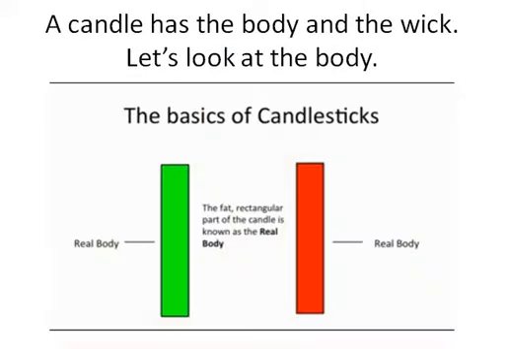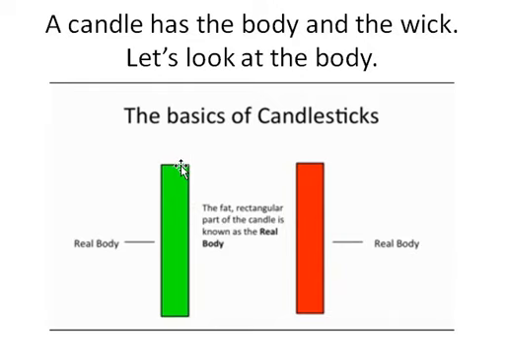Now let us proceed. A candlestick has the body and the wick. Let's look at the body. What is the body? The body is the fat rectangular part of the candlestick. The body gives you the information: it gives you the opening and the closing of the candle. The body is the area at which price opens and then closes. Just as I said, in this bullish or bias candle, it opens below and closes at the top.